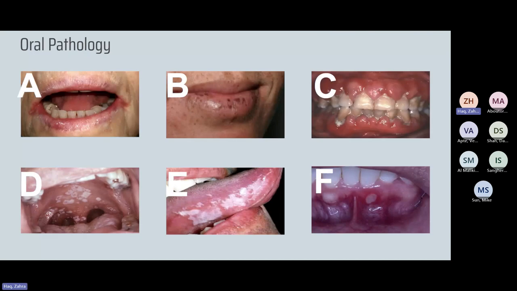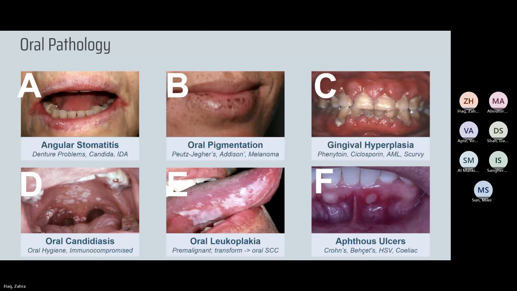Okay, so I'm just going to quickly run through some oral pathology as well, which is really important to know. Number one, or A, is angular stomatitis. This is very common in iron deficiency anemia. That is the main thing to look out for in terms of angular stomatitis. However, it can be present with denture problems and candida, just to be aware of that as well.